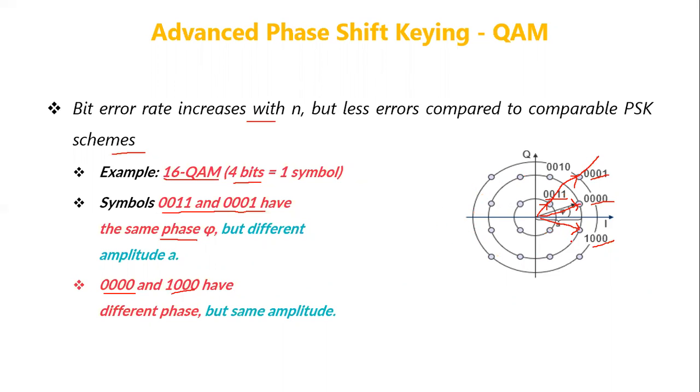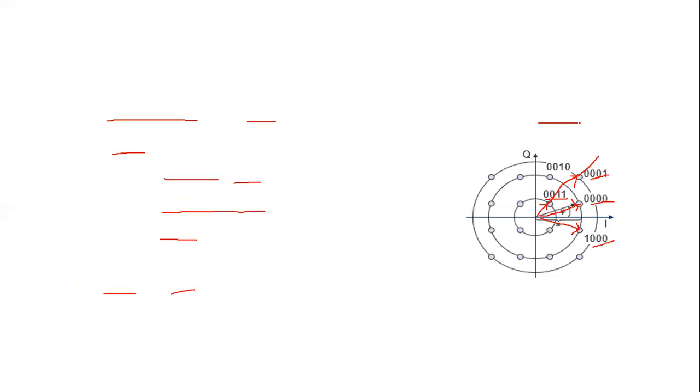Like this, it can be extended to 32 or 64 or any number of symbols. But the problem is, as the number increases, the angle by which the phase shift happens will decrease, and hence there will be a possibility of more error. But still its error rate is less when compared to PSK schemes. So this is about QAM.